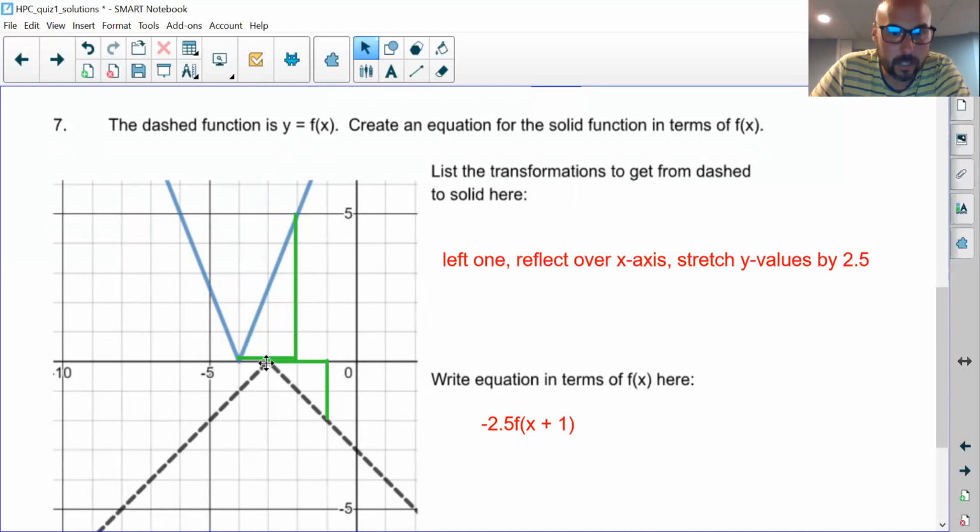And then remember when we checked over here, when you went over 1, there was a vertical change of 1. Well, multiply all the y values by 2.5. Look at this blue one. If I go over 1, I do go up. It looks like 2.5.